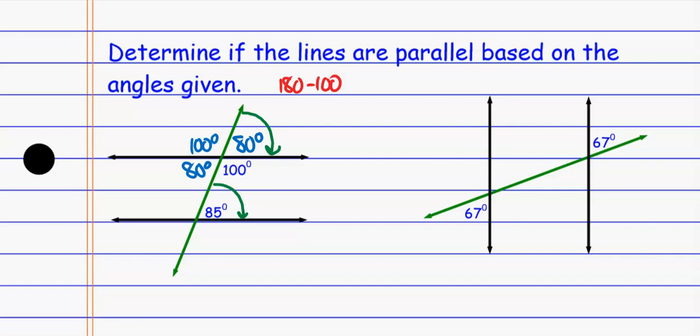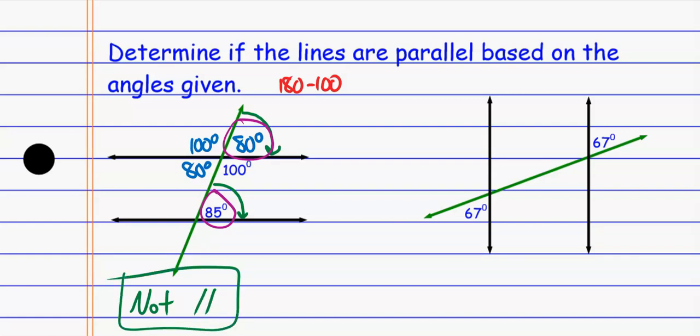And so when I look at this thing, even though they look like parallel lines, this one has an 80, this one has an 85. These aren't parallel because they're not going off at the same angle, okay? So right here, I'm going to say not parallel, okay?